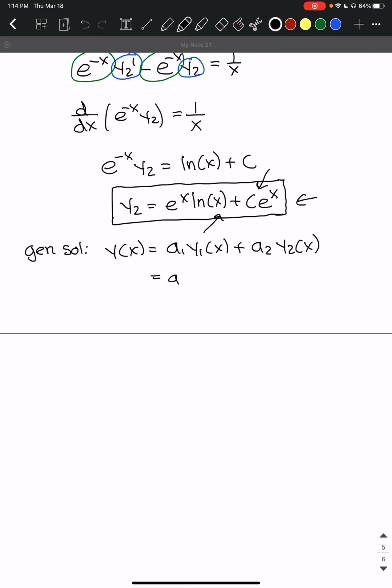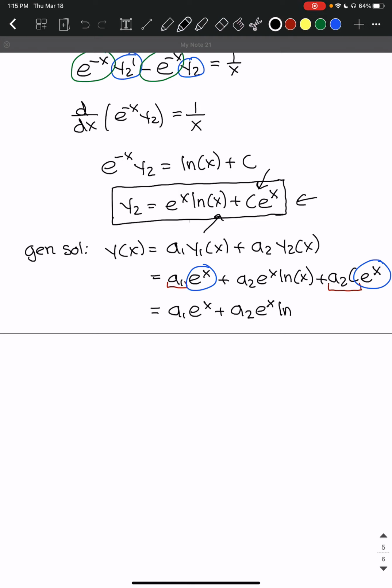So if I write this out, I get a1 e to the x plus a2 e to the x log of x plus a2c e to the x. But notice that a2 and c are both arbitrary, as is a1, and it's the same function. It's e to the x in both of them. There's no point in having two separate terms with arbitrary coefficients out front. We might as well lump this with a1 into a singular constant, and we can just call it a1. This is actually equal to a1 e to the x plus a2 e to the x log of x. Okay, and that's my equation.